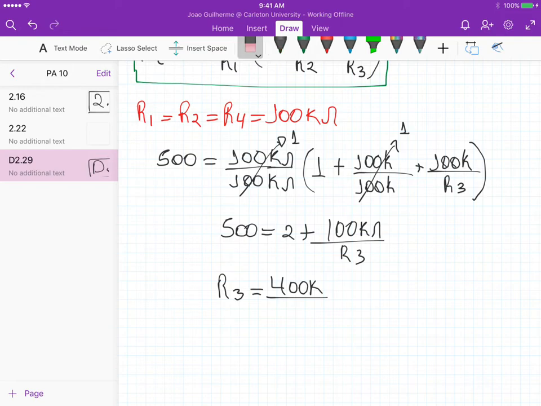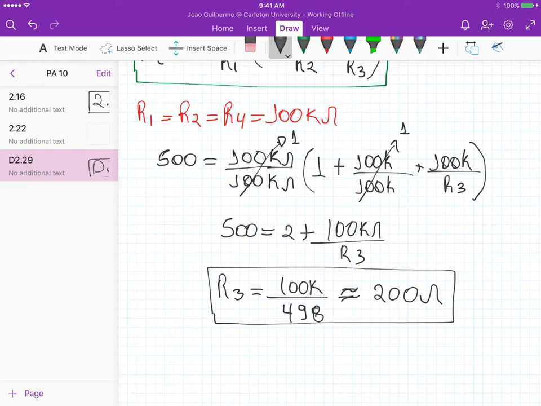100k divided by 498, and that's approximately 200 ohms. So that's the best combination.